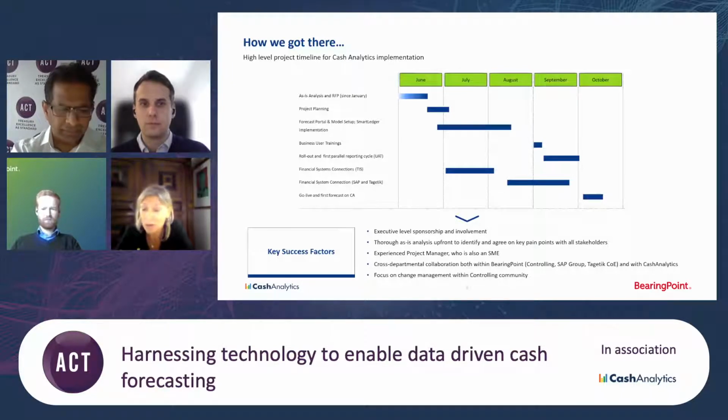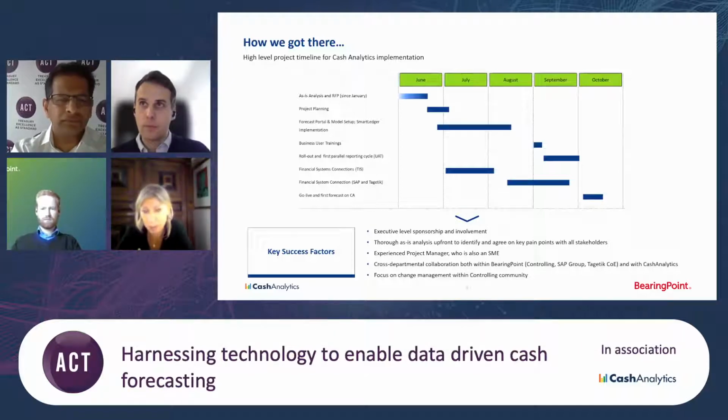We mentioned it before, the good as-is analysis up front makes you feel comfortable that we've looked at what we really need. We've identified the pain points, and everyone has been heard. And I think that's really important, that the controllers have been able to be part of this from the very beginning, and they also looked at the RFP. They looked at all the systems, and we made the decision together.